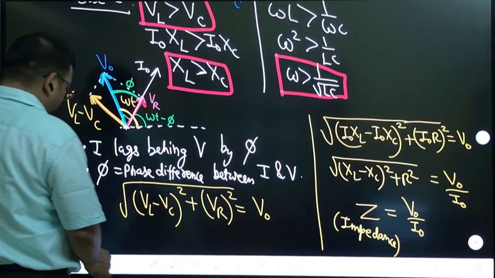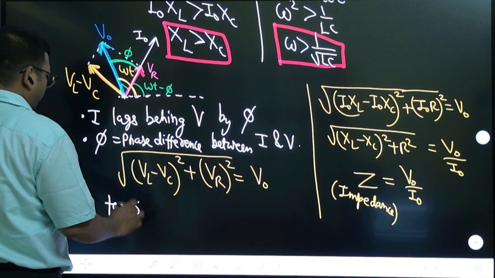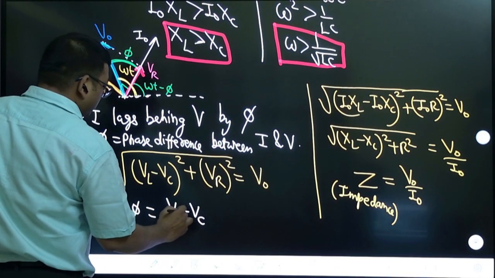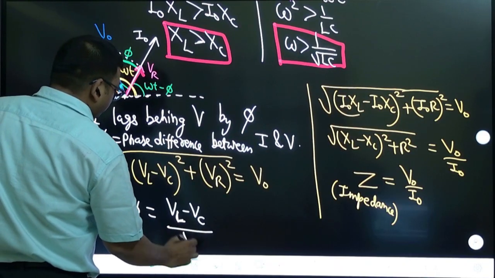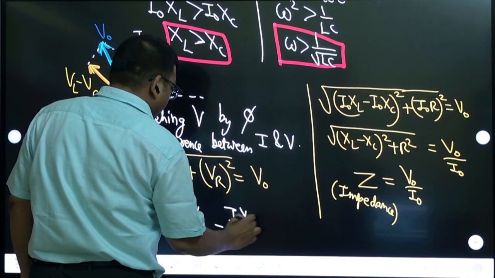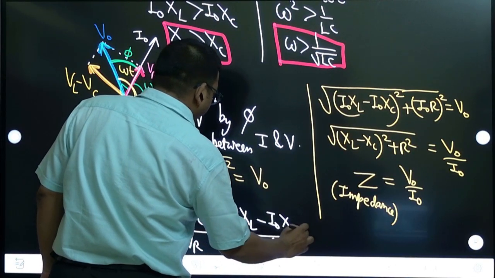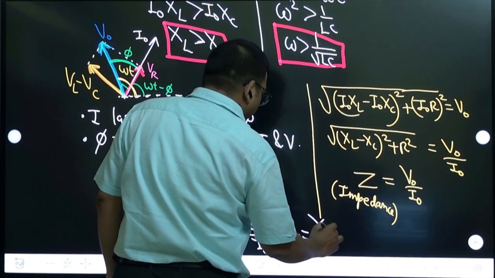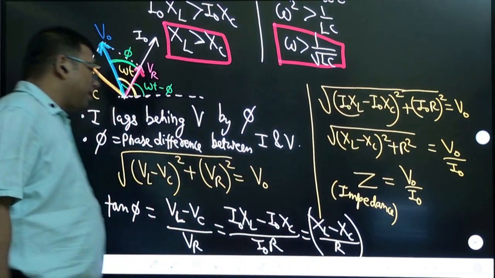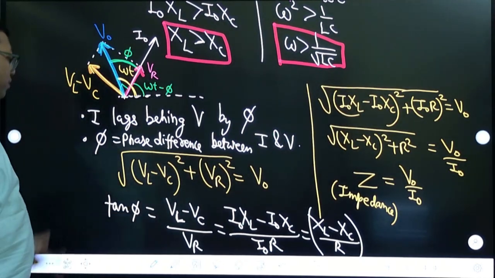Then we can also calculate tan phi from this. If I calculate tan phi, tan phi is equal to (Vl minus Vc) by Vr. Again, Vl I will write as I naught XL, minus I naught XC, divided by I naught R. I naught will get cancelled. It is like XL minus XC divided by R. Okay, so like this we can calculate the impedance, and we can calculate this angle phi from here.